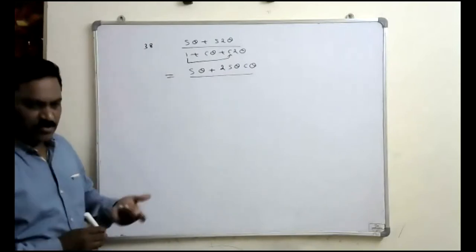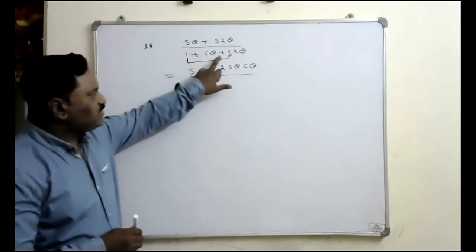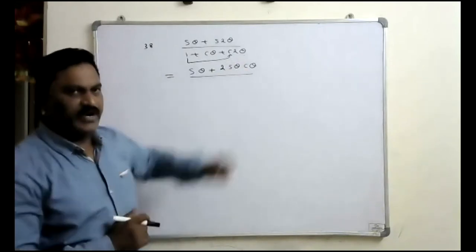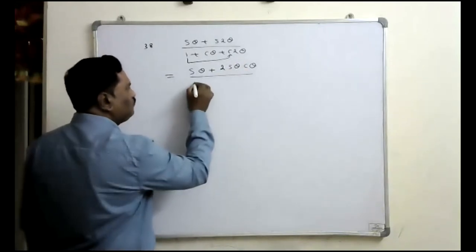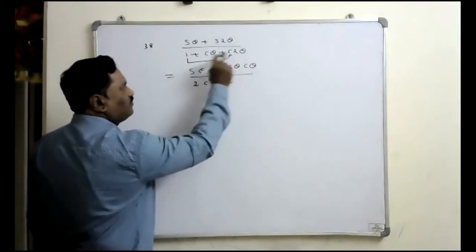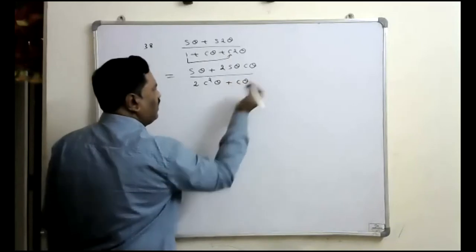In the denominator, consider the first term and the last term. Consider both, then it is in the form of 1 plus cos 2 theta. What is the formula for 1 plus cos 2 theta? 2 cos square theta. I can write these two terms as 2 cos square theta, plus cos theta in between.